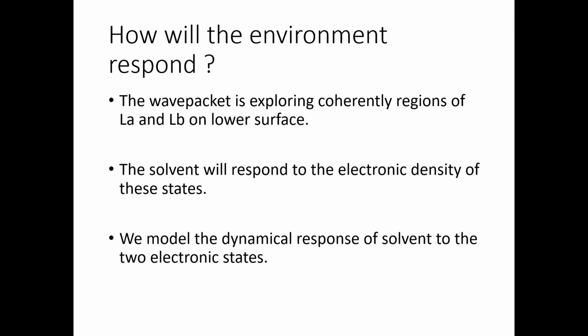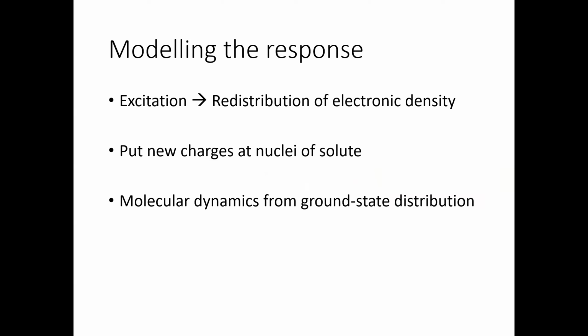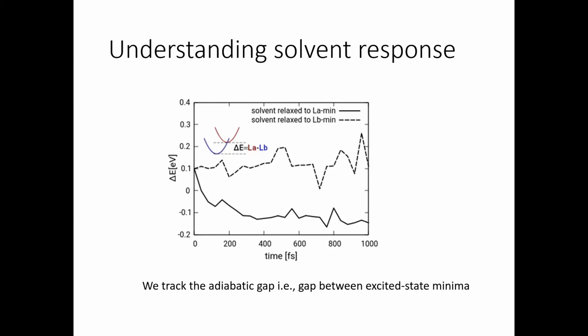To study this dynamical response, we can model it in a very simple way. Excitation to the LA or LB results in a redistribution of electronic density, so a redistribution of charges on the solute. So we can just fit the charges from CASPT2 at the nuclei, put in the new charges of LA or LB, and run simple classical molecular dynamics to model the time-dependent behavior. And to understand the solvent response, we track the adiabatic gap between LA and LB, between the excited state minima.